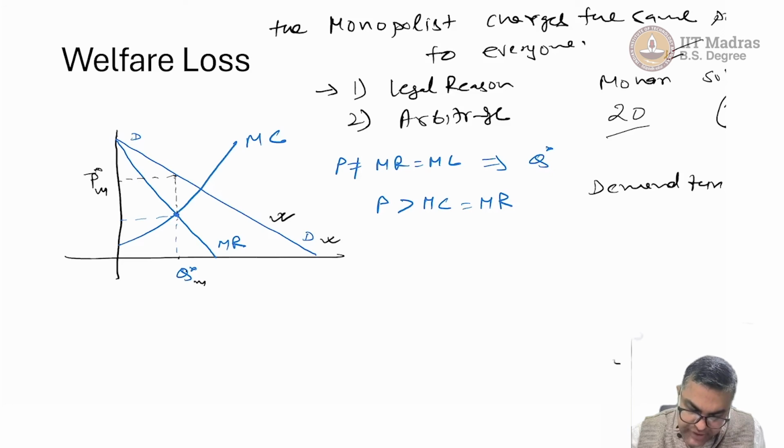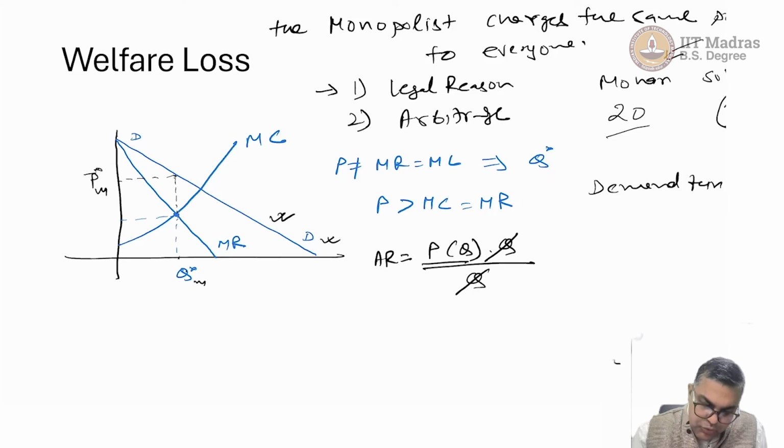Also understand this demand function. How are we writing the demand function? P as a function of Q. So let us also look at the average revenue curve. Average revenue is equal to total revenue, P multiplied by Q, divided by Q. So this is not only the demand function, this is also the average revenue curve. So by now you understand this is QM star, this is PM star.